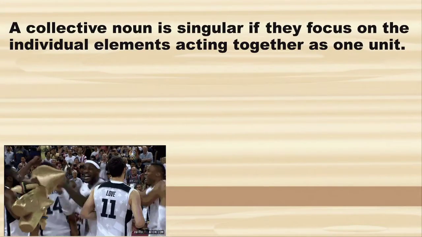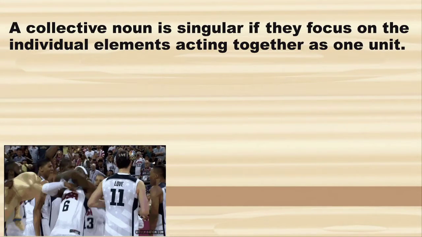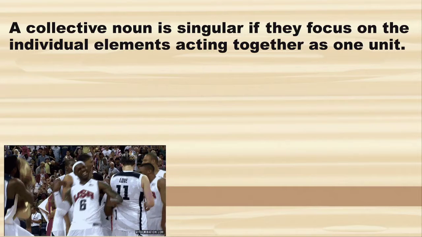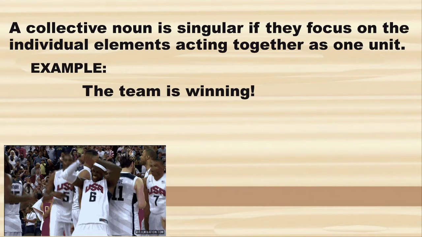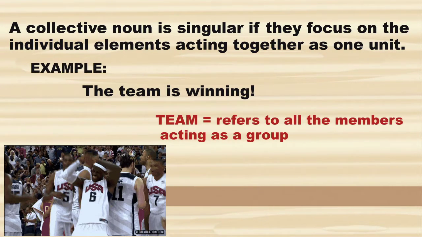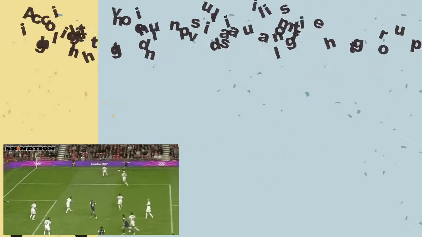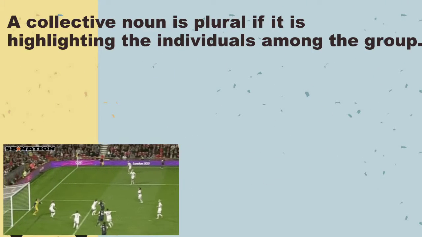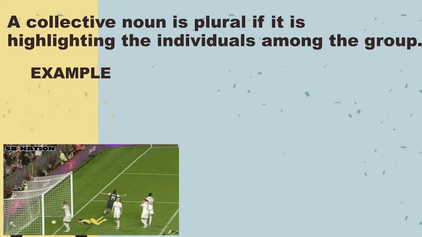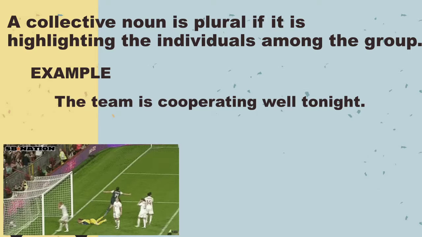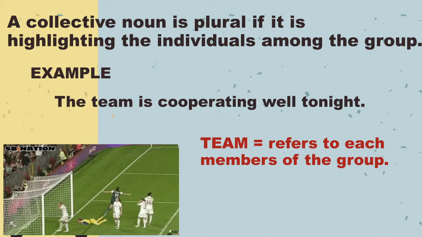A collective noun is singular if it focuses on the individual elements acting together as one unit. For example, the team is winning. The noun team is seen as one unit. A collective noun is plural if it is highlighting the individuals among the group. For example, the team are cooperating well tonight. The noun team is seen as many individuals.